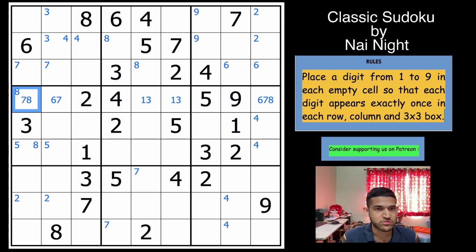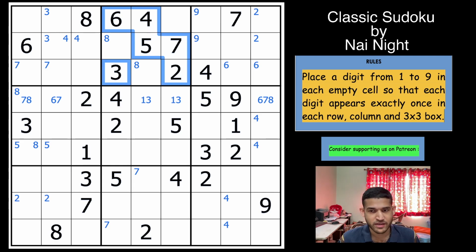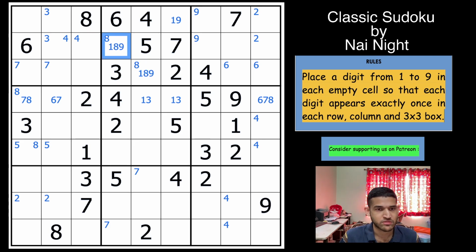And box 2 has 6 givens. So the remaining digits are 1, 8 and 9. 1, 9, 1, 8, 9 and 1, 8 and 9. Look at column 4. So the pending digits are 1, 7, 8 and 9. And this cell can't take 7 or 9. So this is 1, 8. This is 1, 7, 9. This is 7, 8, 9.